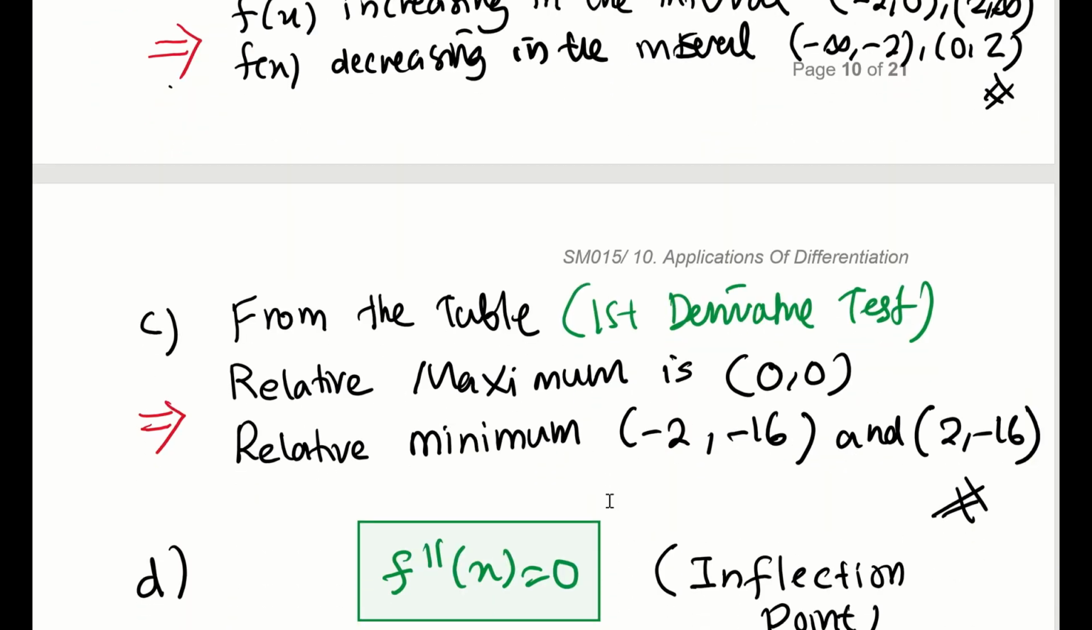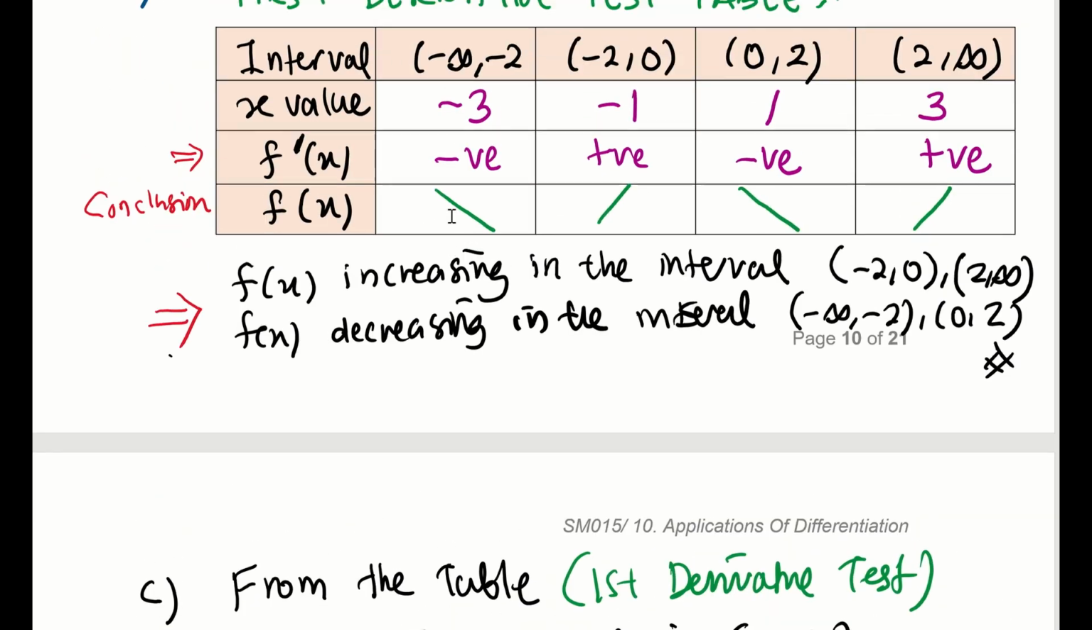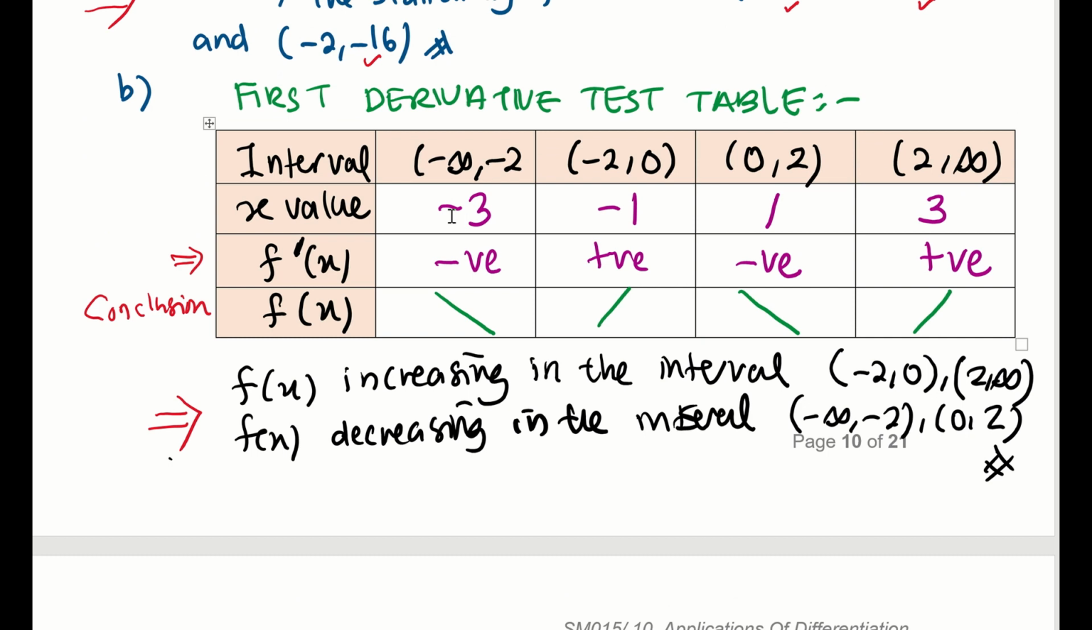Okay, now we can conclude what the relative maximum and minimum are from the table. From the table, from negative infinity to negative 2, the function is decreasing. From negative 2 to 0, the function is increasing. Means there is one point here. At the point x equals negative 2, we have a minimum point. At the point x equals 0, we have a maximum point. And at the point x equals 2, we have a minimum. Okay?